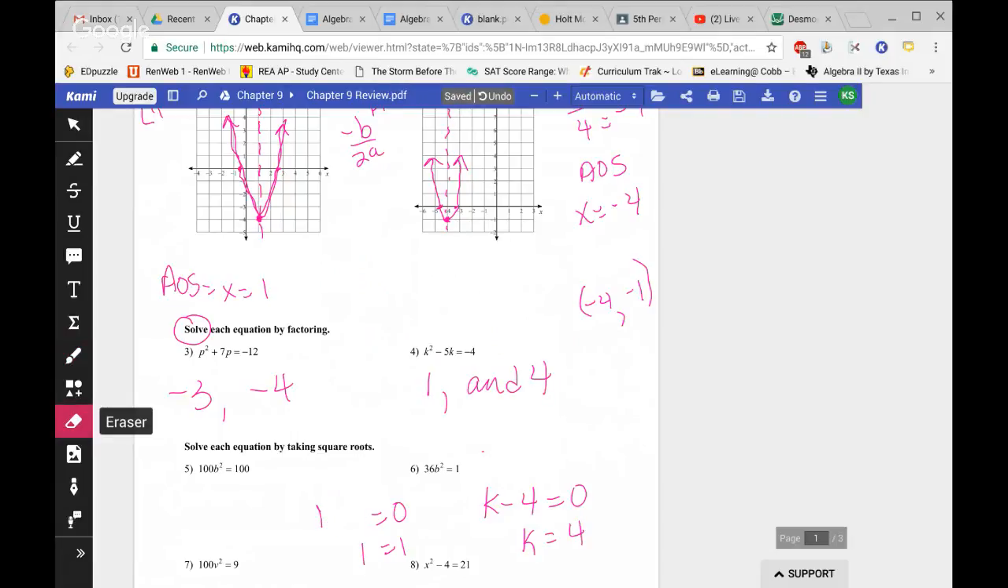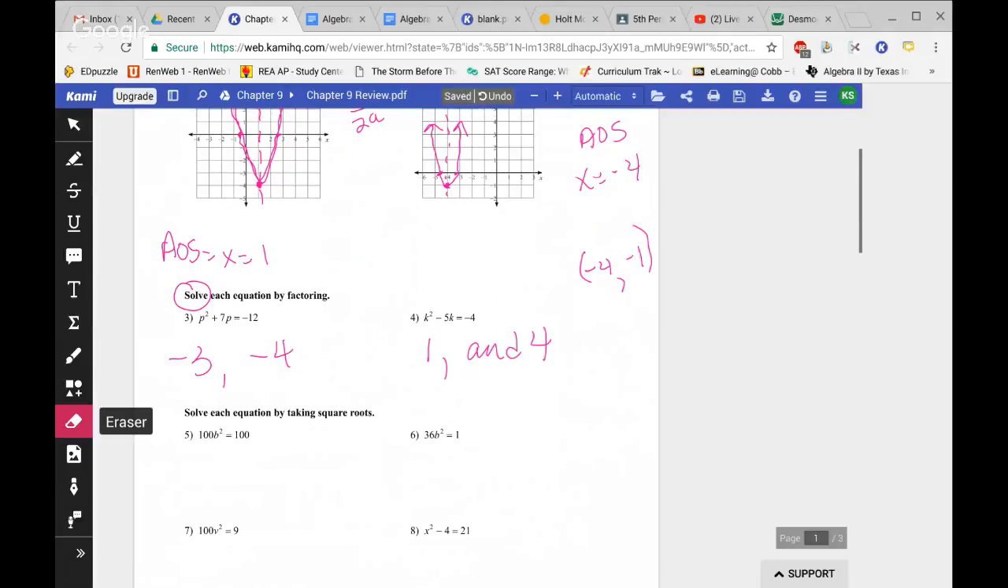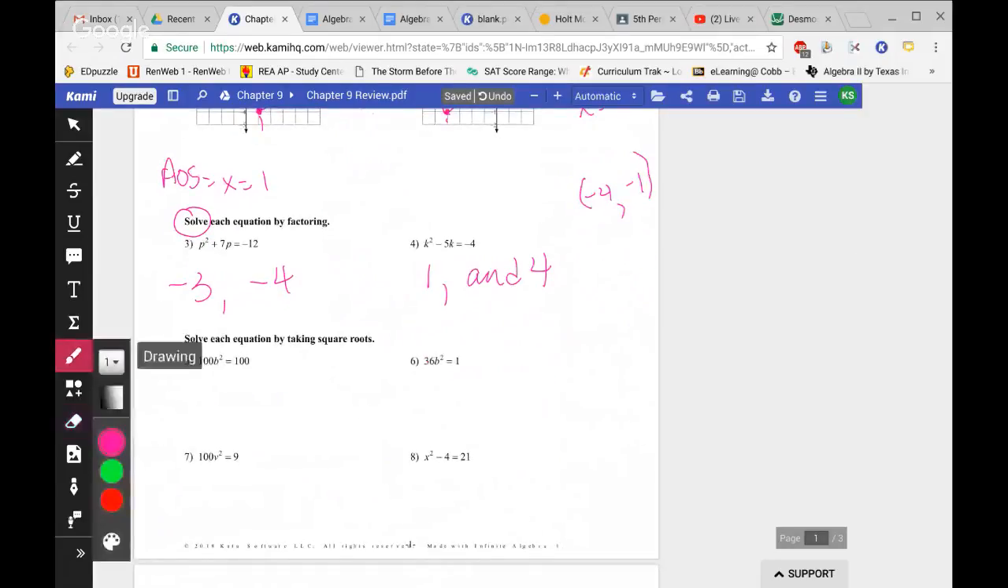Okay, solve each of the equations by taking square roots. Once again, solving means finding where they cross the x-axis, and remembering that there's going to be probably 2 answers when it comes to a quadratic. The first thing you want to do is isolate the b squared variable all by itself. To do that, you divide both sides by 100. That leaves you with b squared equals 1. You take the square root of both sides, so b equals plus or minus 1.